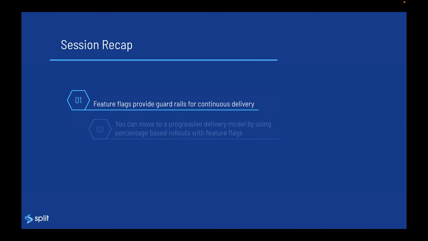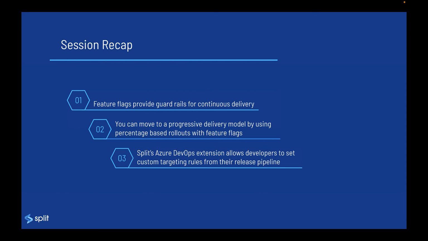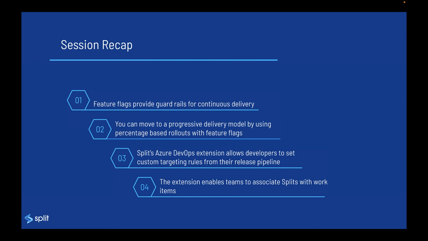So to recap what we've learned today. Trunk-based development is the foundation for continuous integration, and feature flags provide guardrails for continuous delivery. You can move to a progressive delivery model by using percentage-based rollouts with feature flags. Split's Azure DevOps extension allows developers to set custom targeting rules from the release pipeline, including segmentation and percentage-based rollouts. Lastly, the extension enables teams to associate splits with work items so that engineers can understand which flags are related to which piece of work, and features can be rolled out automatically based on the targeting rules set with the release pipeline.